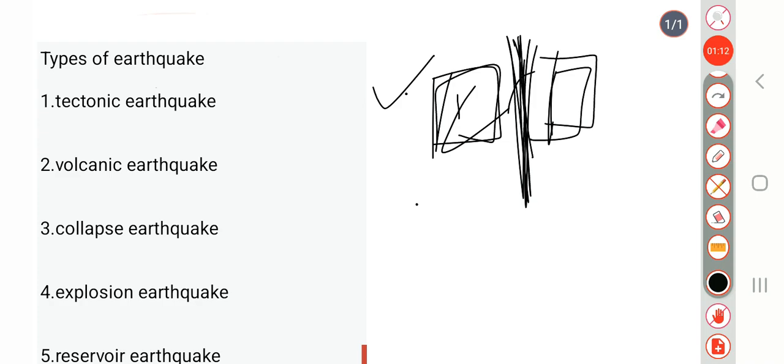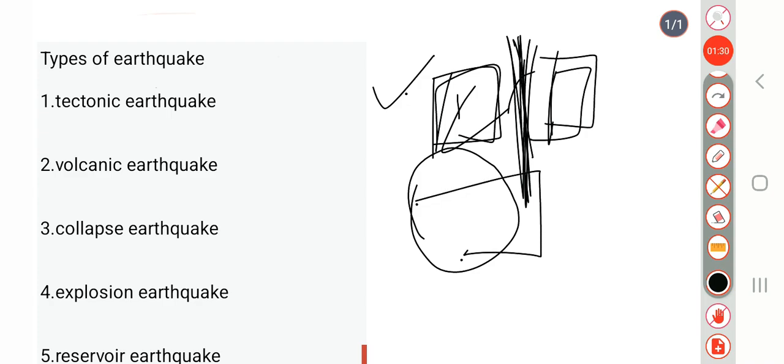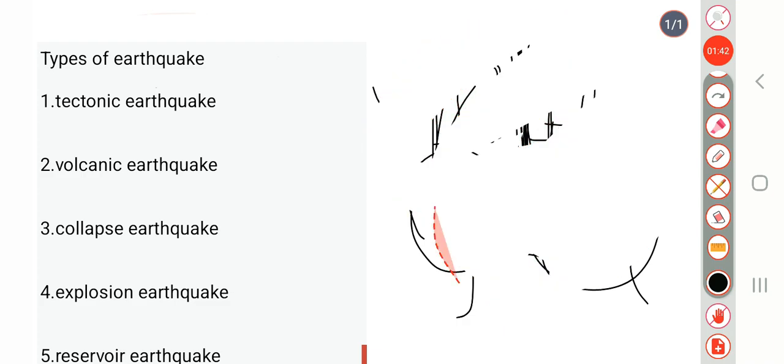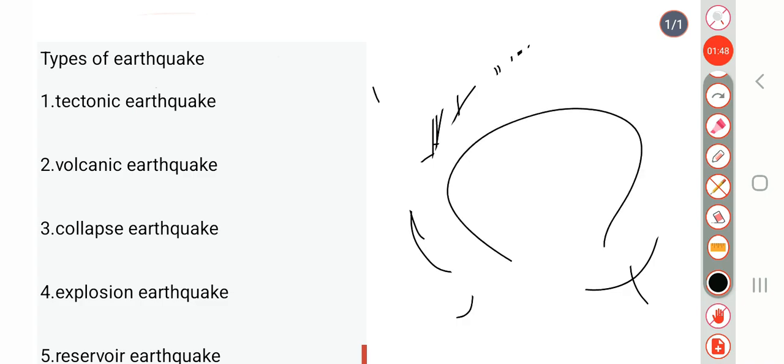Then the second one is the volcanic earthquake. Volcanic earthquake is basically a type of tectonic earthquake itself, but it is confined to the active volcano areas. Active volcano areas are those areas where the volcano has recently erupted, as well as is going to erupt soon. So basically the region of the Pacific Ocean and the Indian Ocean region, which is known as the ring of fire, has active volcanoes. So the volcanic earthquake is basically in those areas.